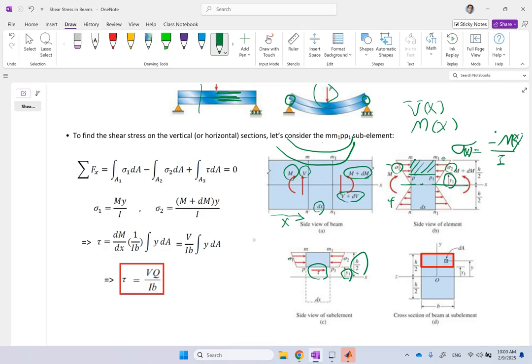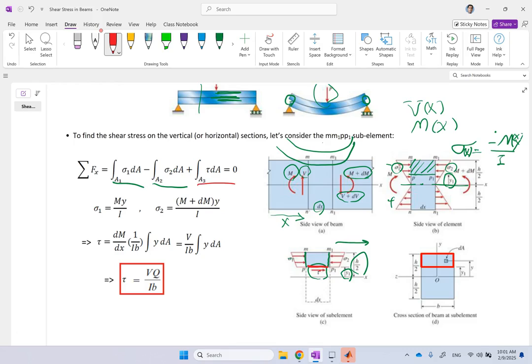And assuming that sigma 1 in this case is bigger than sigma 2, then tau is going to be positive, otherwise it's going to be negative. But it has to exist anyways. Okay, so now, as I said, the sum of the forces in the x direction, in this direction, should be zero. So the integral of sigma 1 over this area minus the integral of sigma 2 over this area plus the shear force over this one is going to be zero.